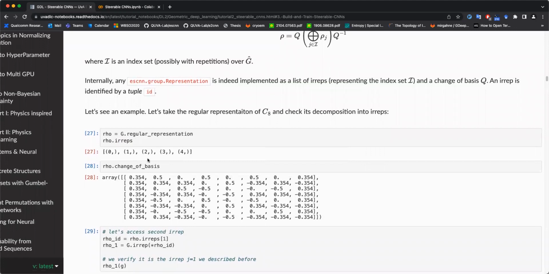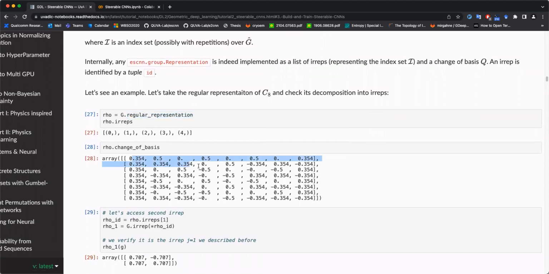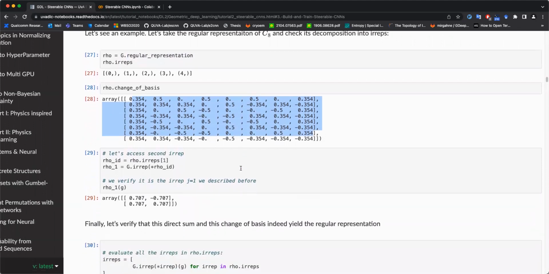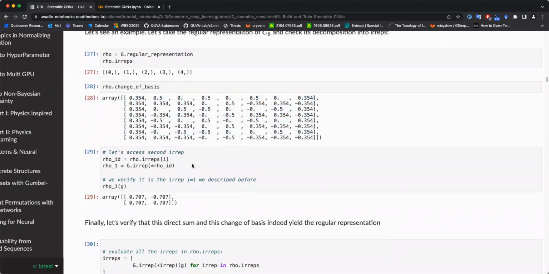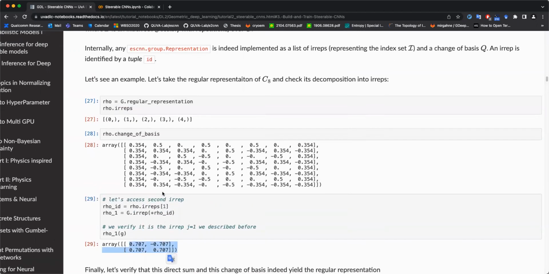First of all, we can also access the change of basis of the regular representation. We see it's this matrix. This matrix is going to be quite interesting, so let's go back to this in a second. But let's look at these specific irreps. First, we look at the first irrep in the regular representation. This was the frequency 1 irrep. We can instantiate it explicitly and check that this indeed contains a rotation by 2 pi over 8.